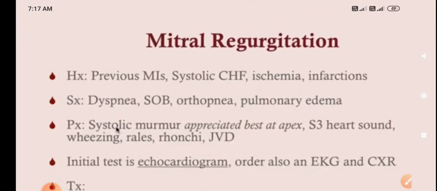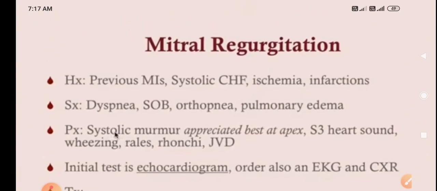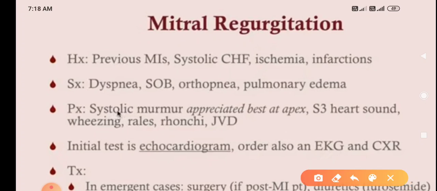now in mitral regurgitation, how to diagnose? If a patient comes in OPD, then history is important, like previous MI, systolic congestive heart failure, ischemia or infarction. Not only in mitral regurgitation, guys, but any kind of disease. When a patient comes in front of you, ask if he has any kind of drug allergy, or is taking any kind of drug or medication, or has had any surgeries, or is suffering from any chronic disease. This is the gold standard to rule out cause.